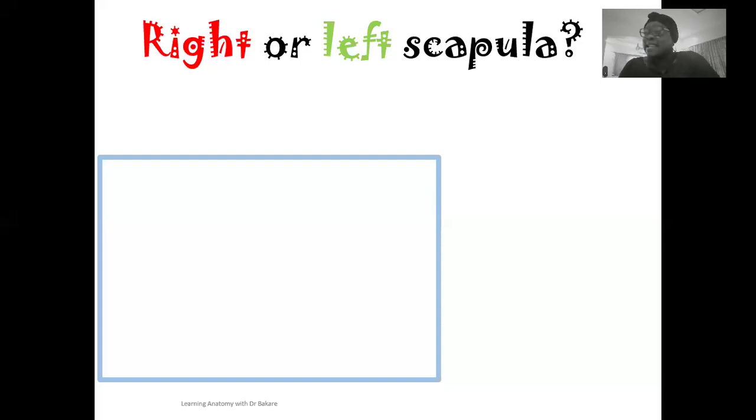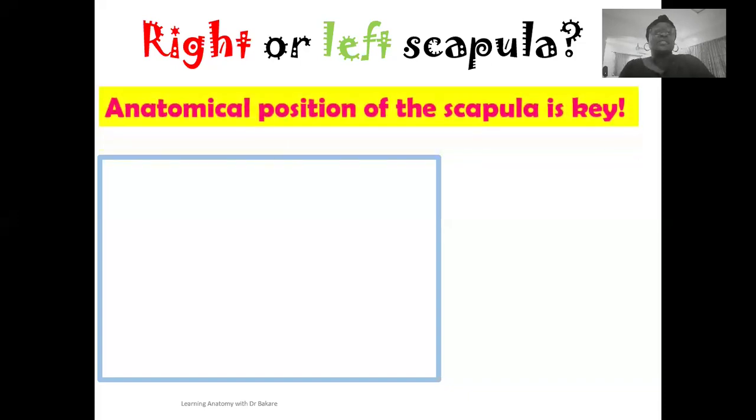So in trying to identify whether the scapula given is of the right or the left side, it is important that the scapula is placed in its anatomical position. So anatomical position of the scapula is key in this regard. And one of the factors that will be considered here are the surfaces.